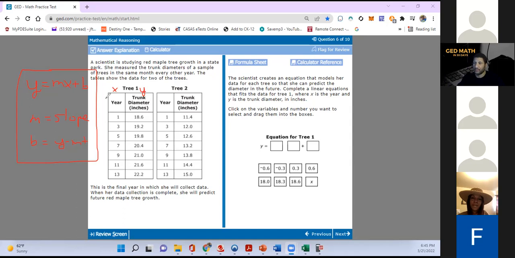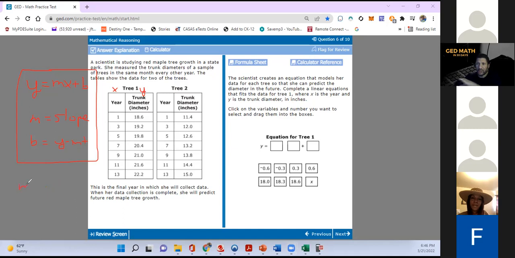Y equals mx plus b. No, right? That's the equation of the line. But what formula can we use to find the slope? M equals y2 minus y1 over x2 minus x1. Oops, that's a 1. I don't want you to get confused. That's a 1, so let me move it over a little bit.